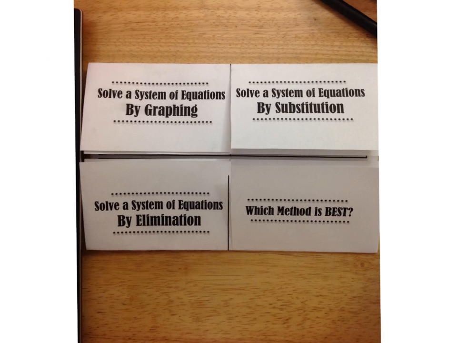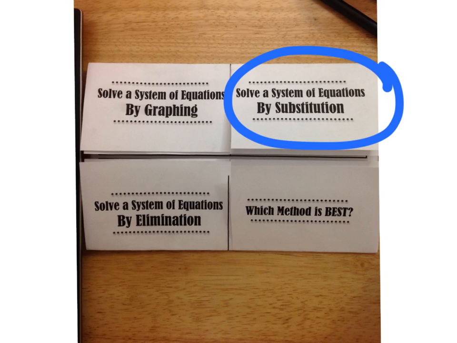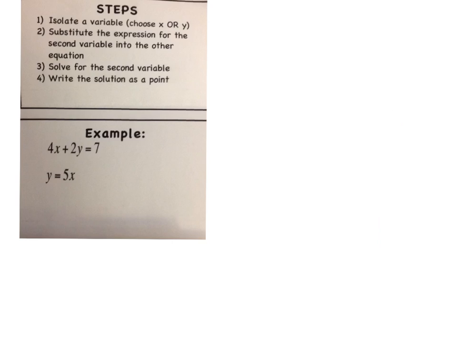Open your ISN to this foldable, and we're going to be working in the Solve a System of Equations by Substitution tab. This is what you should see on the inside of your foldable. By now we know how to solve an equation with one variable very successfully. But we have two equations with two variables, and we need to figure out how we can make this only one equation with one variable. So we'll follow the following steps.